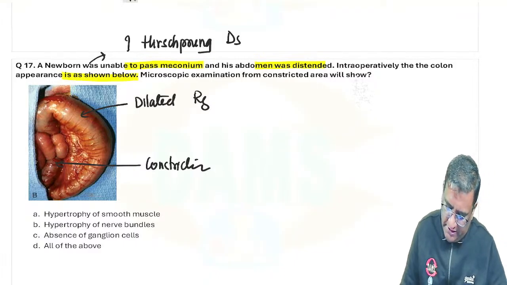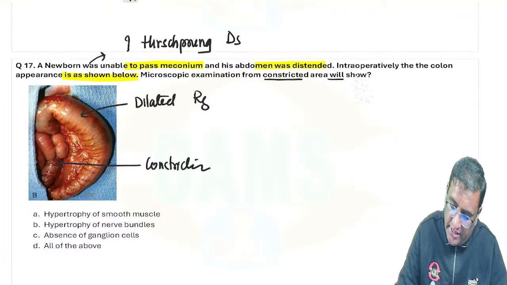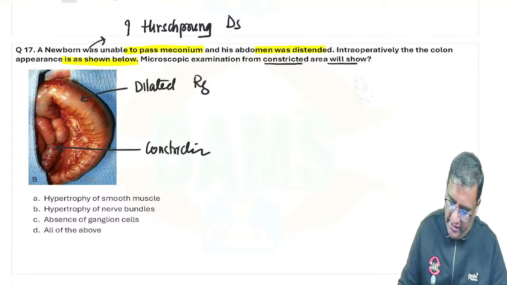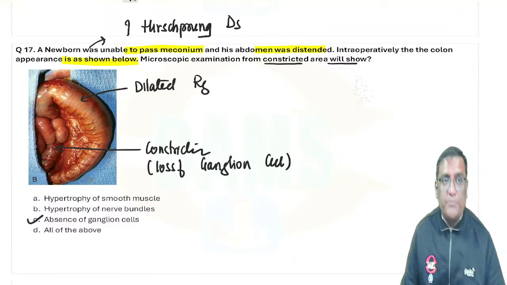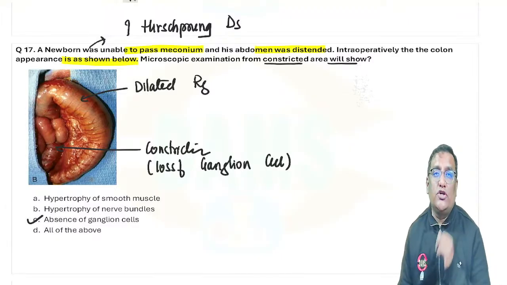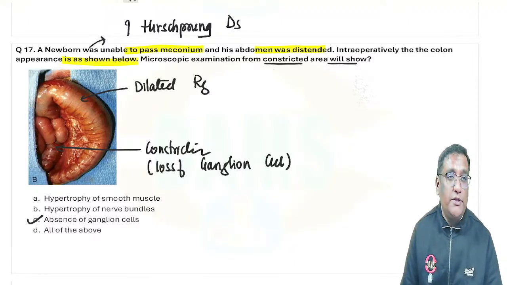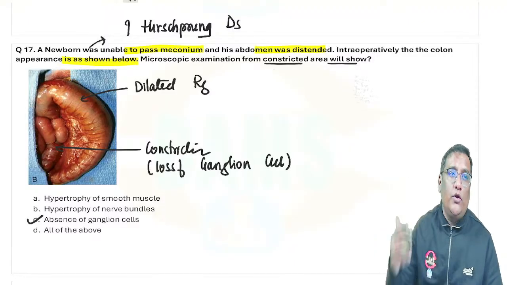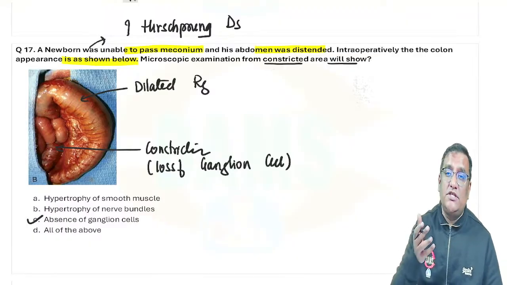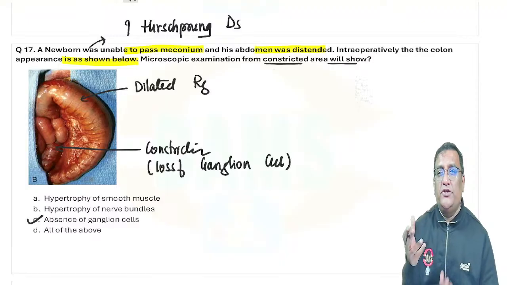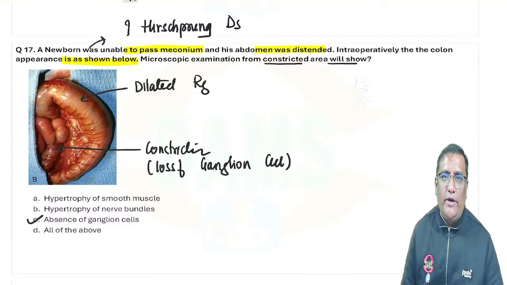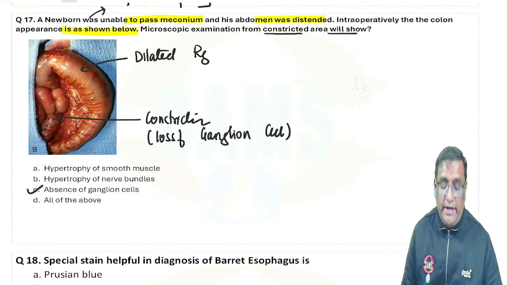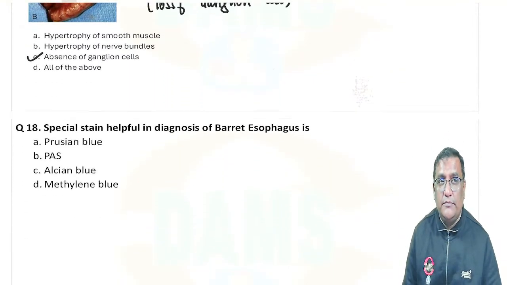Hirschsprung disease, isn't it? Microscopic examination from the constricted area will show loss of ganglion cells, or absence of ganglion cells. Because of this, there will be no relaxation of this colon, so the meconium is not going to pass. Proximal to the constricted region, in the dilated region, there will be compensatory hypertrophy of the smooth muscle and of the nerve bundles. The dilated area will be proximal to the obstruction, right?